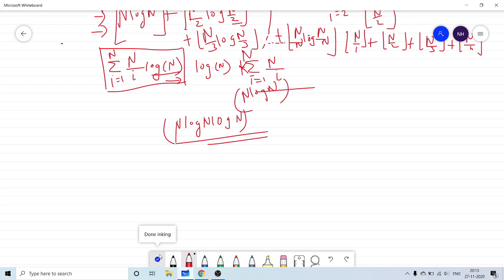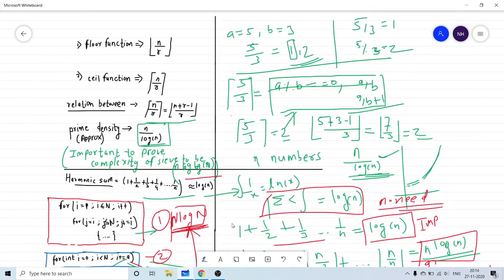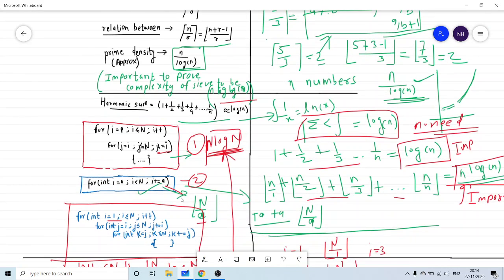Now let's revise what we learned. We learned about the floor function, the ceil function, we calculated the relationship, I calculated the prime density, I explained the harmonic sum to you. Okay, so this is the harmonic sum, and this is the two nested for loops. Remember what is different in here: this is j plus equal to i, and here it's j plus equal to i, and here is k plus equal to j. This is different, right? So it is not like nested for loops, and this complexity is n log n and this complexity is n log square.